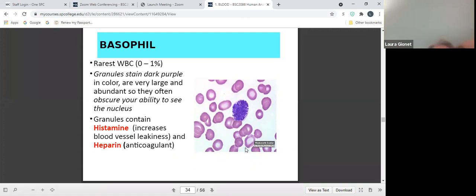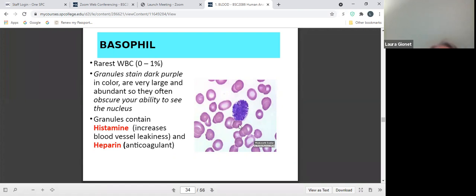With a good microscope, you can't confuse it, but you really need oil immersion, and we don't generally use oil immersion in A&P 2. You start using oil immersion when you get to microbiology. But in any event, the basophil is very dark purple staining. It has an abundance of dark staining granules that obscure your ability to see the nucleus. Sometimes you can see the nucleus in the background a little bit, but it's not uncommon to not be able to see any nucleus.